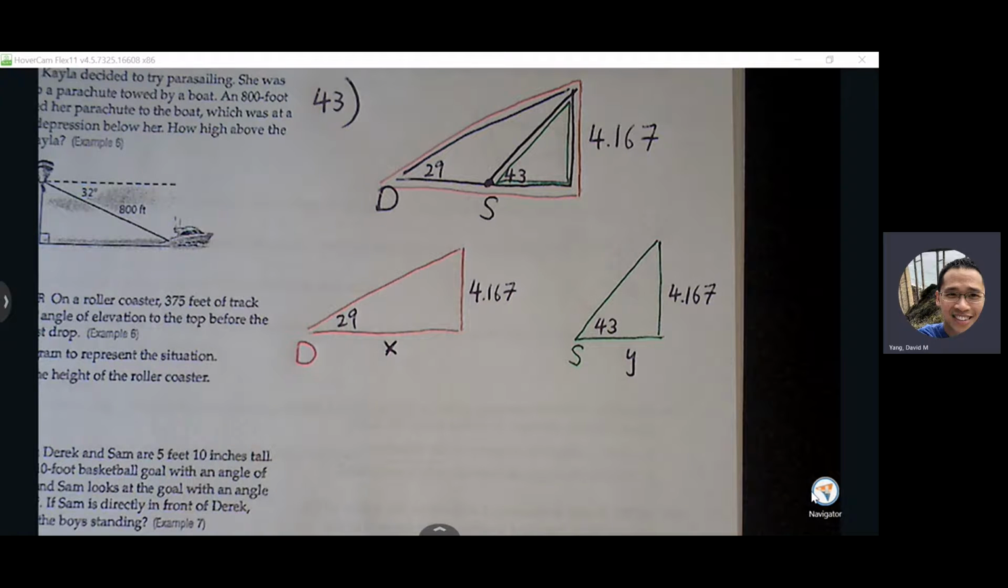So we're going to separate the problem. We're going to figure out how far Derek is from the goal. We'll figure out how far Sam is from the goal, and then from there we can figure out how far they are from each other.